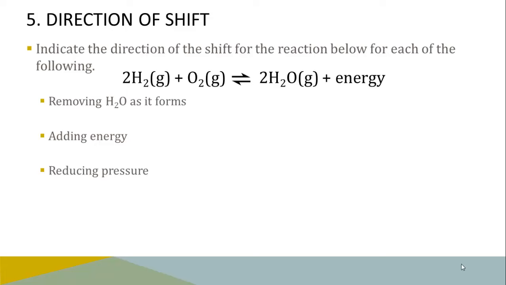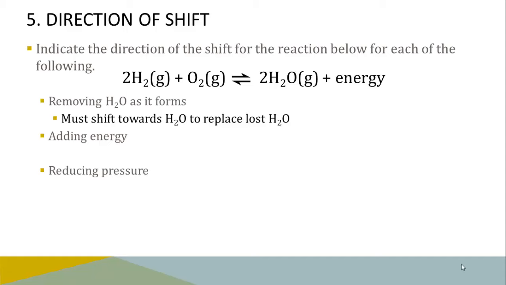Next question is about Le Chatelier's principle. Indicate the direction of the shift for the reaction. So if we look at removing water, anytime you remove something, equilibrium is going to shift towards it to replace what we've lost. So the idea here is that we're trying to keep that KEQ, that constant, the same. And the way we do that is by altering the concentration of my reactants and products. So if I remove water, I'm going to shift towards products in order to regenerate, to replace the lost water that we've taken out. Adding energy.